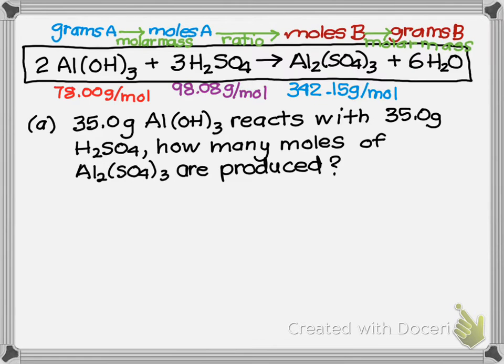So let's read the problem that I have here set up. It says 35 grams of aluminum hydroxide, that's one of the reactants, reacts with 35 grams of sulfuric acid, another reactant. And what they want to know is how many moles of aluminum sulfate. So in both cases, they've given me grams right here, and they're asking me to find moles over here. So I see that it's going to take 2 steps.